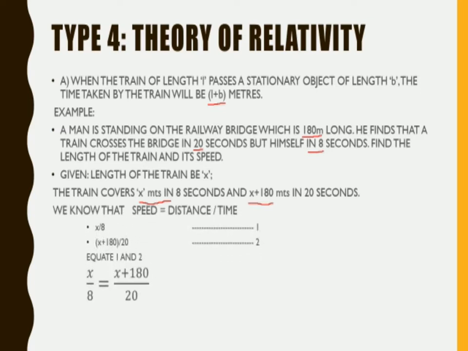So applying this in the formula, speed is equal to distance by time, we'll be getting two equations. One is for the man, x by 8, and the other is for the train to cross the bridge. Both are equations of speed. So equating equations 1 and 2, we'll have one more equation.